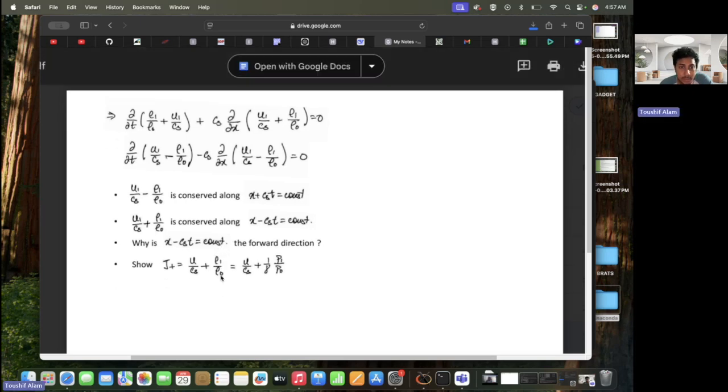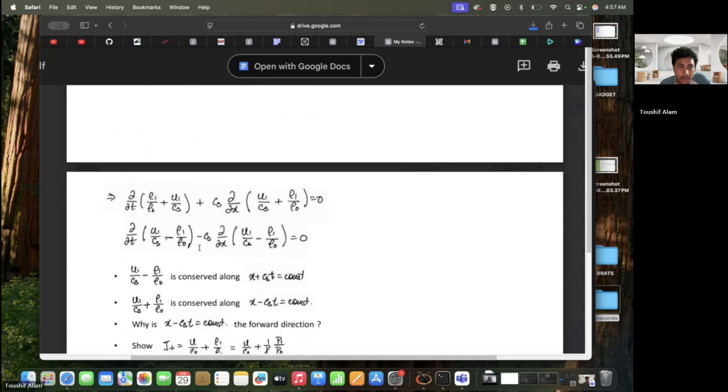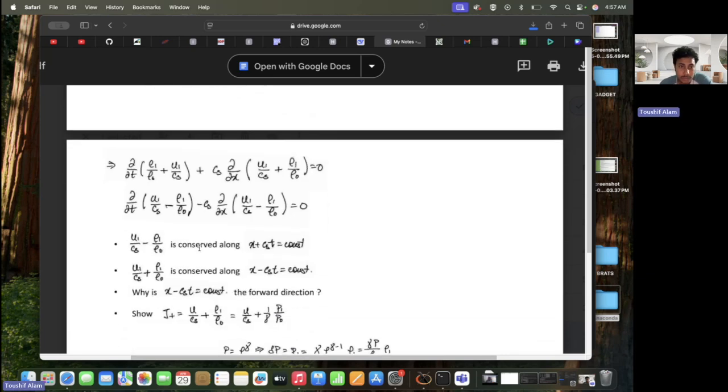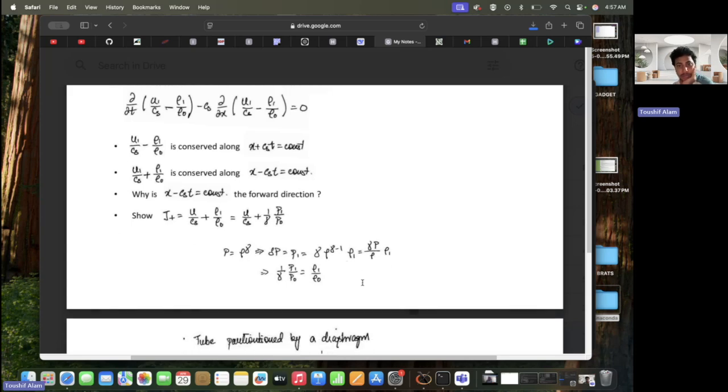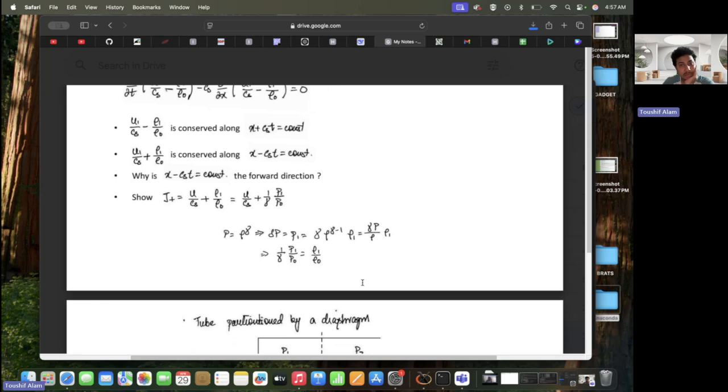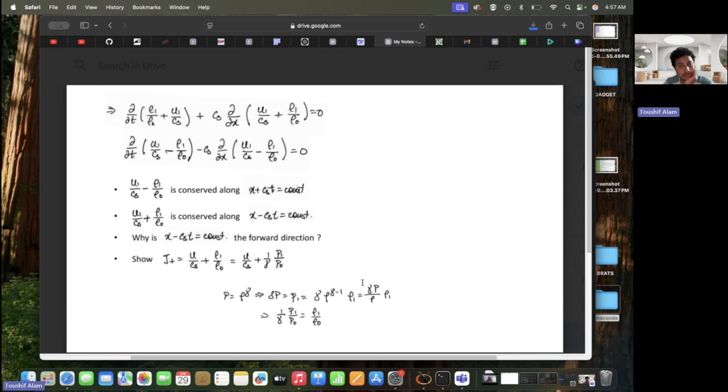And show that J plus this term is equal to this. So we have always seen that this is constant in the forward direction. Why? We'll just see this. P is equal to rho to the power gamma. The polytropic relation, P can be proportional, but we have taken the proportionality constant to be 1. So delta P equals gamma rho to the power gamma minus 1 times rho 1. So gamma P by rho: 1 by gamma P1 by P naught equals rho 1 by rho naught.